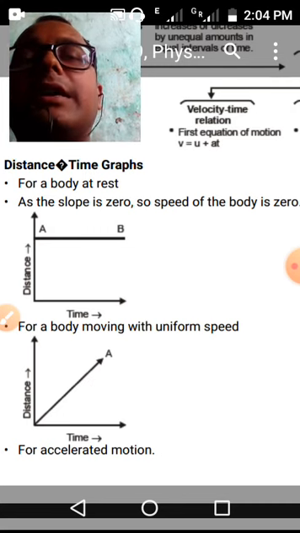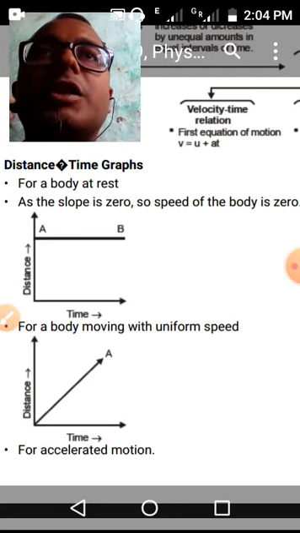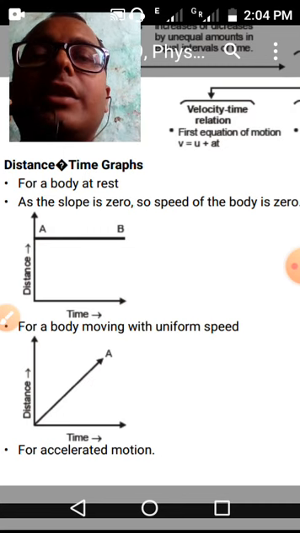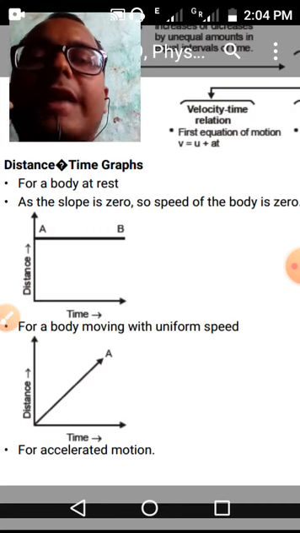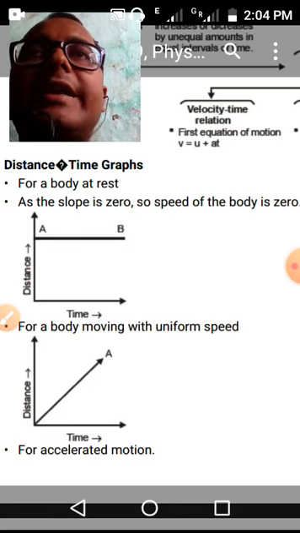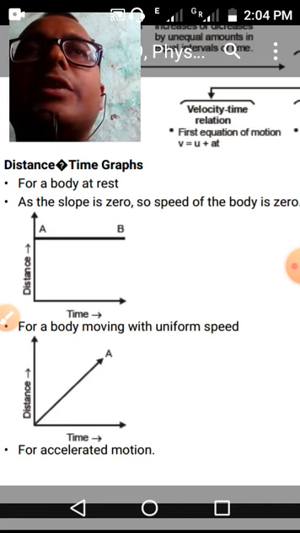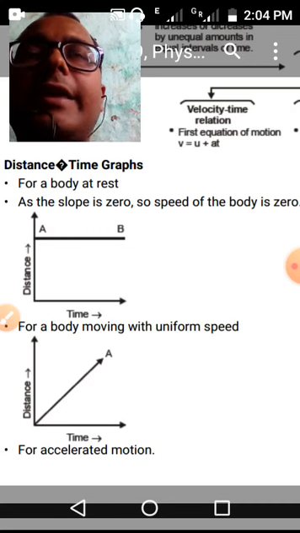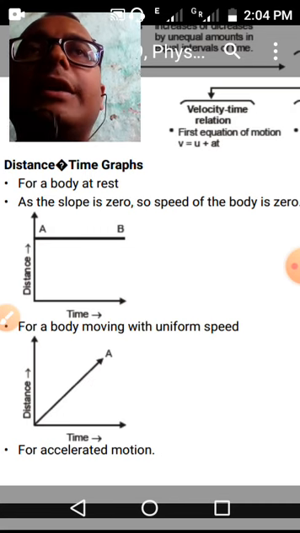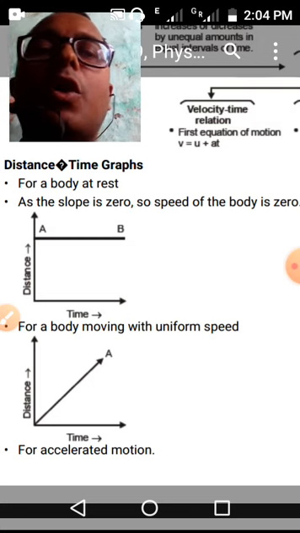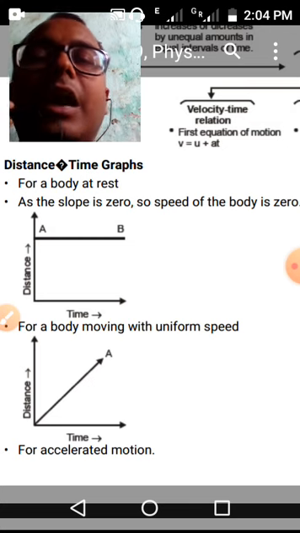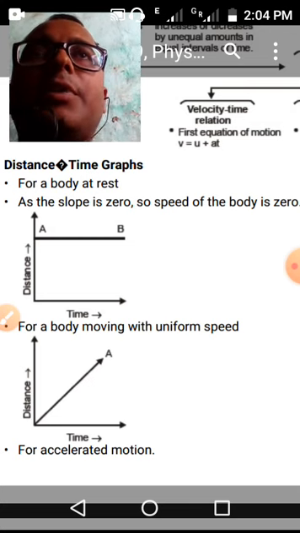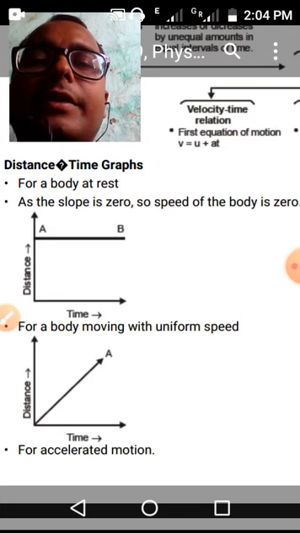And the next term is acceleration. What is acceleration? Acceleration is the change in velocity with respect to time. That is, final velocity minus initial velocity upon time taken. Mathematically, acceleration is denoted by a. a is equal to v minus u upon t, where small t shows the time taken. Now with the help of these terms, we are going to study the graphs.